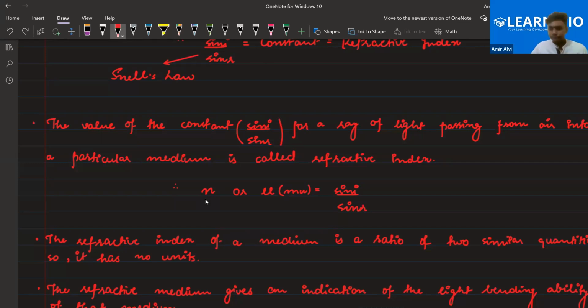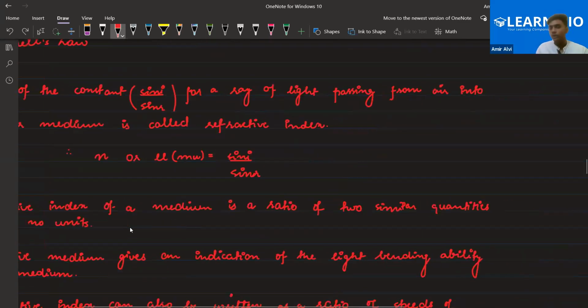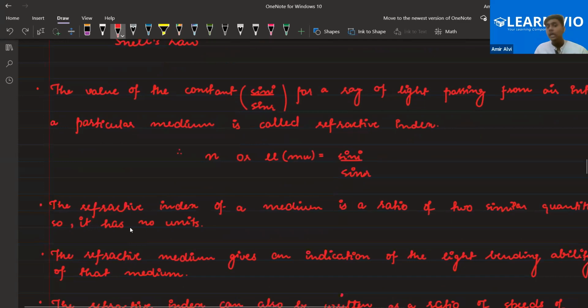Now let's understand this. The refractive index of a medium is the ratio of two similar quantities, so it has no units. The quantities are the same, similar to how magnification was also unitless. So refractive index is also unitless. It is just a number. It tells you whether the ray will bend towards the normal or away from the normal with respect to air. Clear?